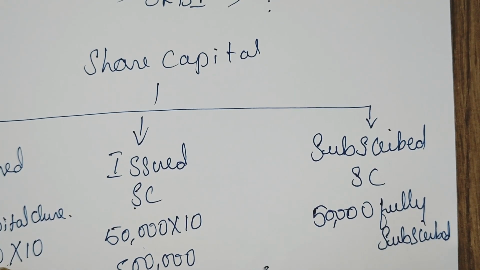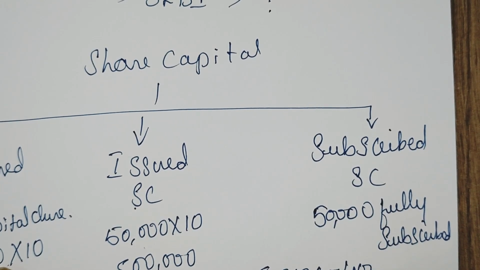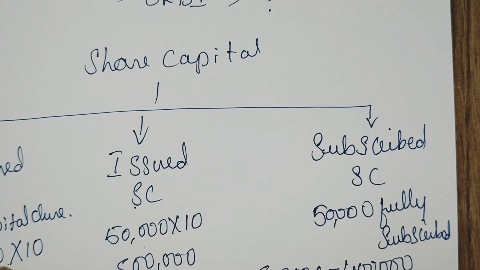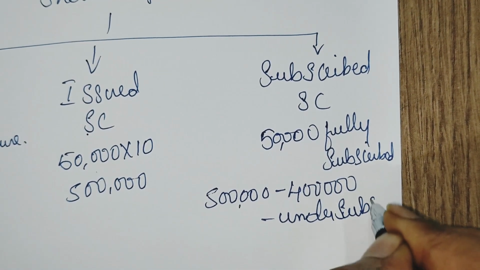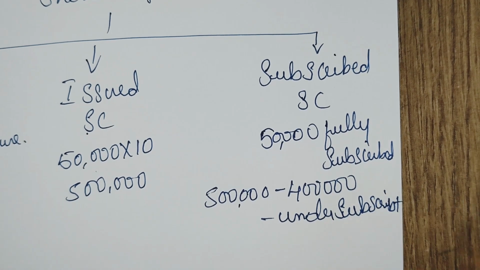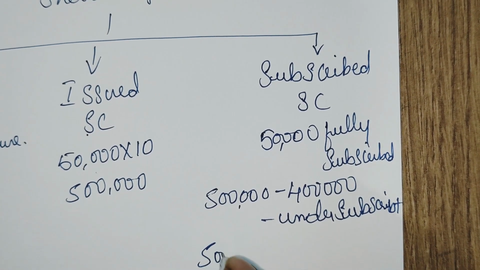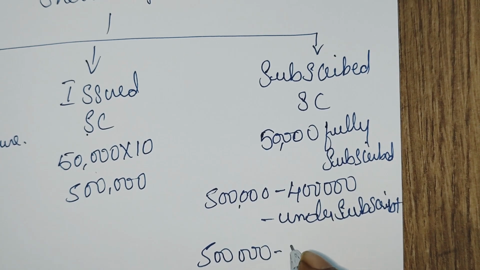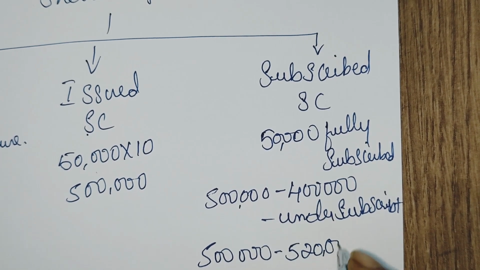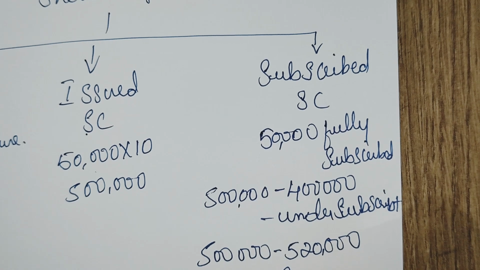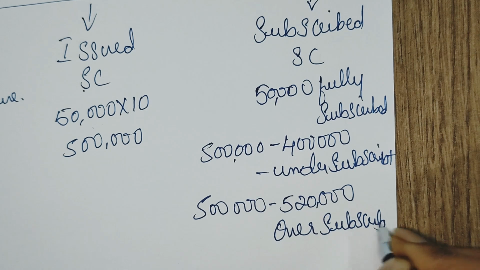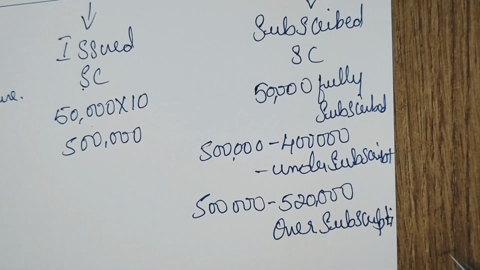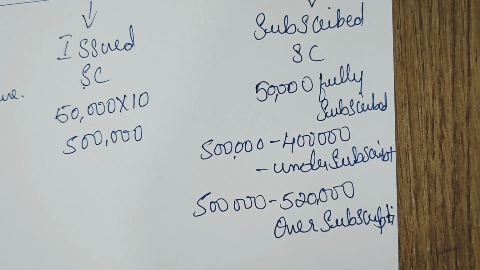If it is 5 lakh, I told, no? Less than that, if you received 4 lakh, it is called under subscription. If you received more than the actual capital, then it is called over subscription. Is it clear?